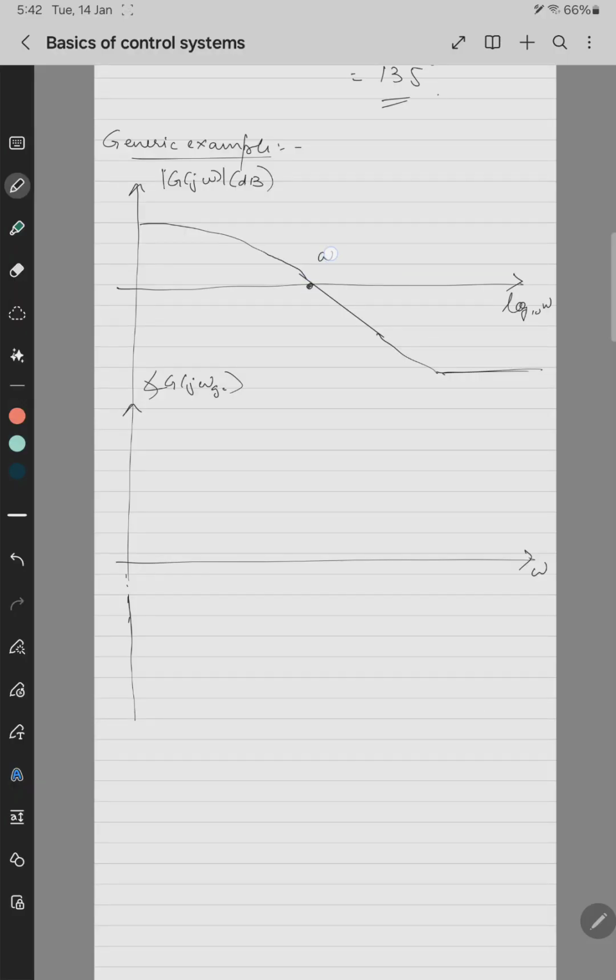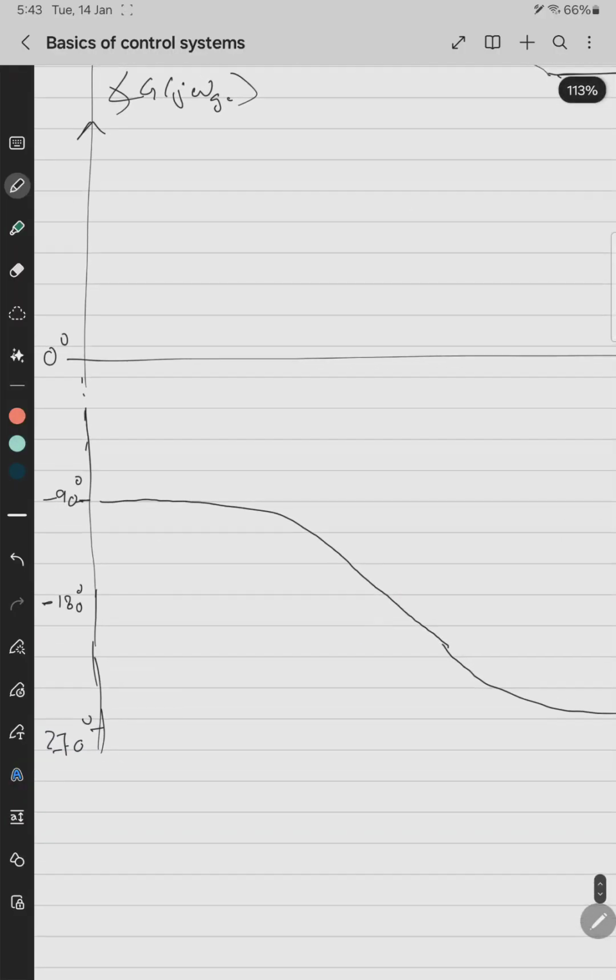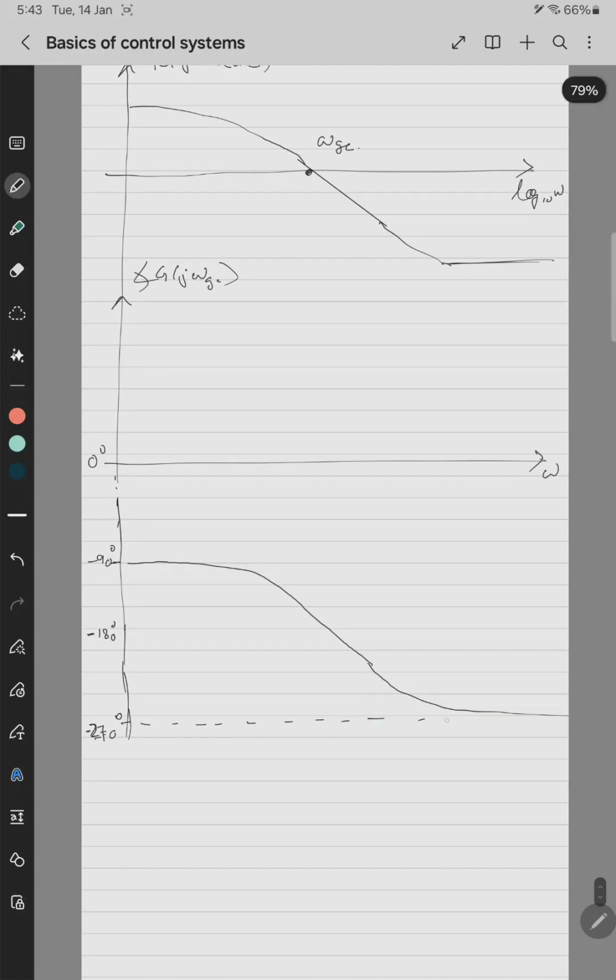This is the gain crossover frequency, and say this is 0 degree, minus 90 degrees, minus 180 degrees. So say that it starts from minus 180 degrees, cuts minus 180 degrees, and then at minus 270 degrees it becomes constant. Say this is an example, just an example. Minus 270 degrees is this thing. It means it becomes flat at this point.